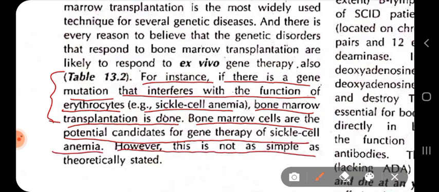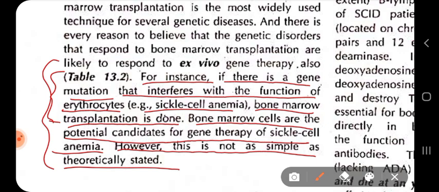However, this is not as simple as theoretically stated. Theoretically we are discussing here, it is quite simple, right? But it's not so simple practically while doing these transplantation techniques, because many parameters have to be seen. While we are transplanting the bone marrow, we have to immune suppress the patient so that the bone marrow is not rejected. In case of skin transplantation we say graft rejection, that type of thing can occur.